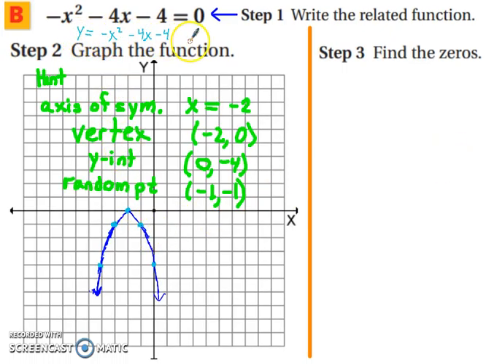So you've made the related function, and then you've graphed your function. Here's a hint. Find your axis of symmetry, plug that value back in to get your vertex. Then look and find your y-intercept, which would be this -4 here, and then pick a random point. I happen to pick -1 because a lot of the graph was off to the left-hand side here. Once you do that and you have your graph, you now look for the zeros.